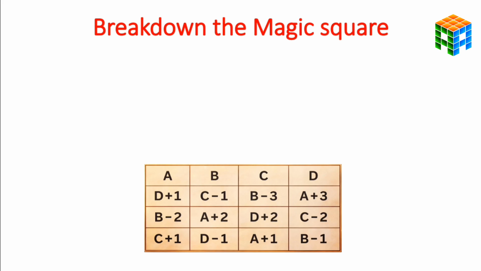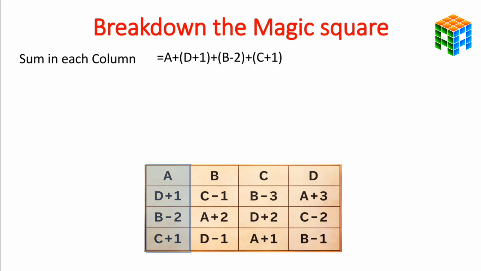Let's break it down. Consider the first row as A, B, C, D. Use simple numbers like 1, 2, 3 for addition and subtraction. Let's analyze the first column. When you add all the elements from the first column, you can see there are two positive extra numbers with D and C and one negative number with B. Adding this, 1 plus 1 is 2, and minus 2 gets cancelled, and we get the original value A, B, C, D.